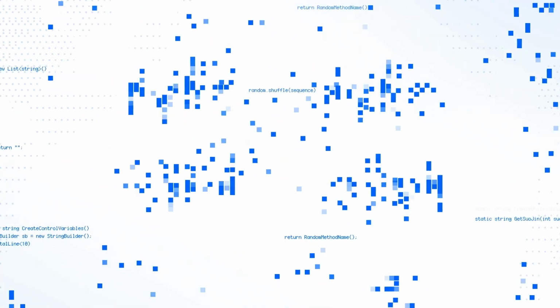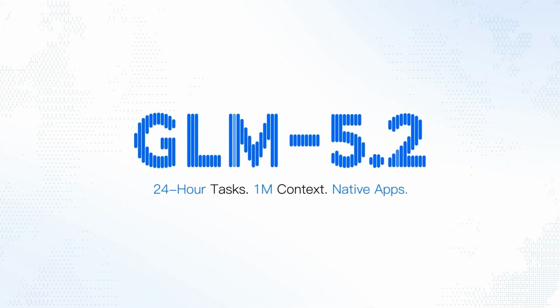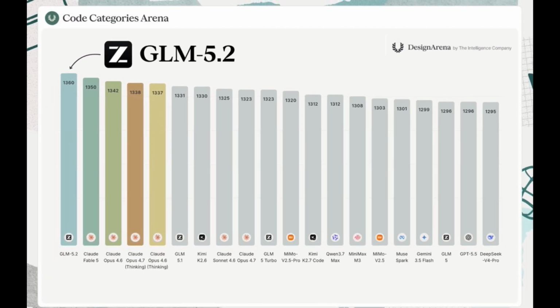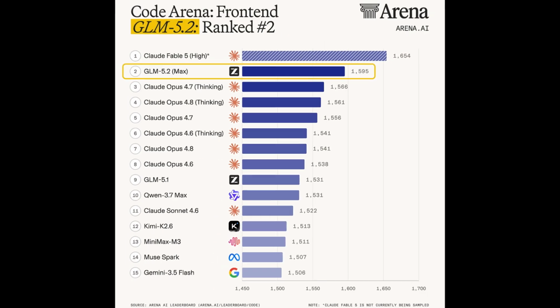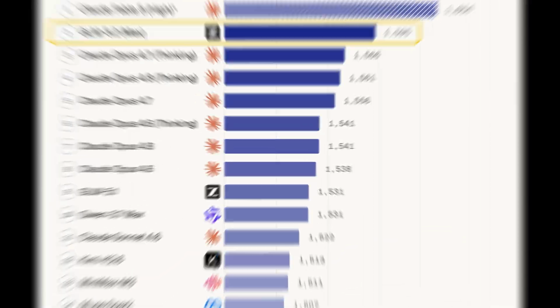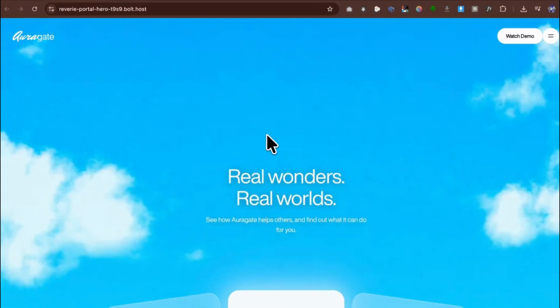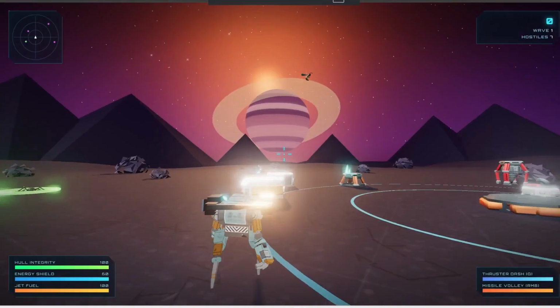GLM 5.2 is being called one of the best AI models for design right now. And people are saying it can even beat Claude Fable 5 in design. The same model everyone was using to build insane websites, games, and full AI projects, well, before it got banned.